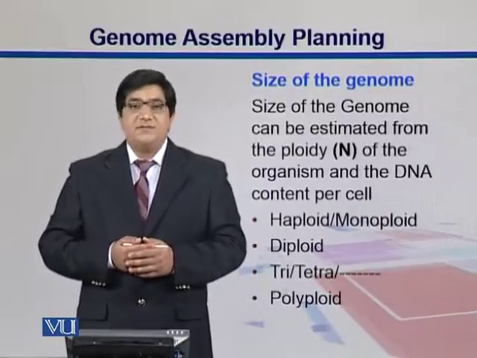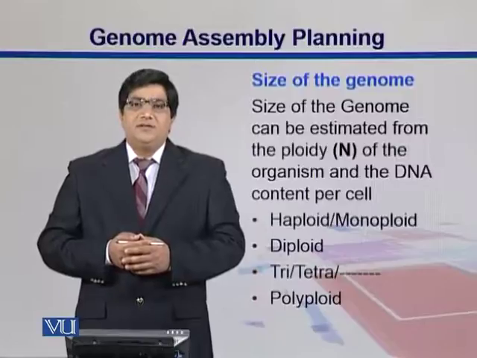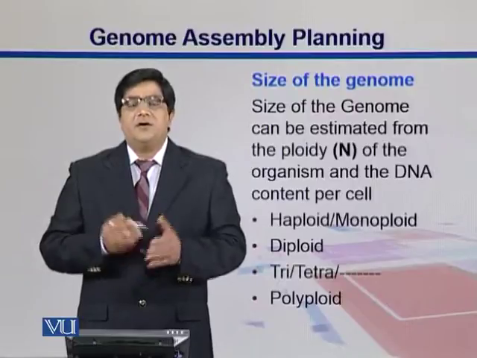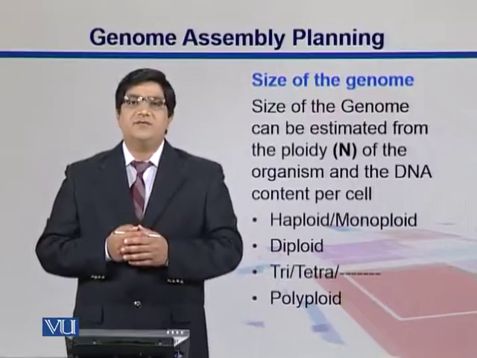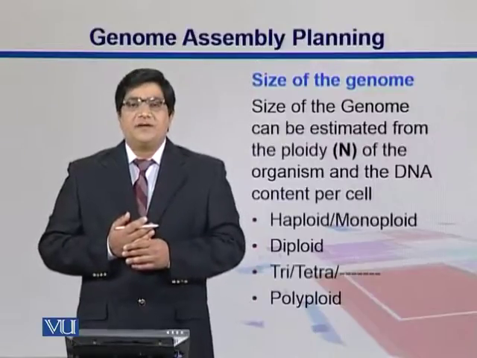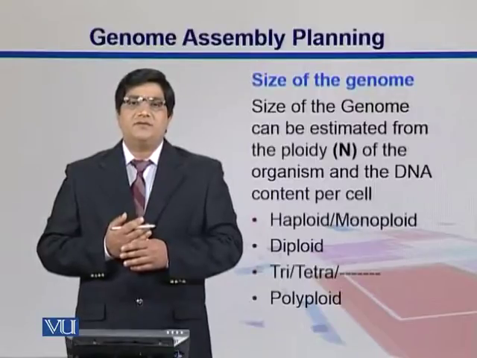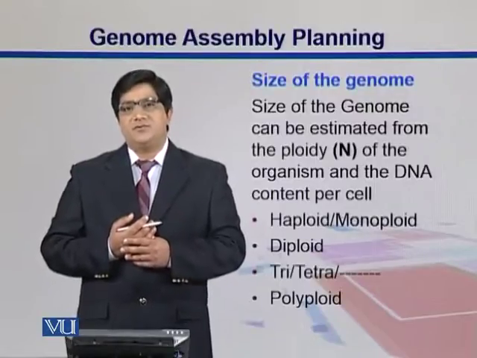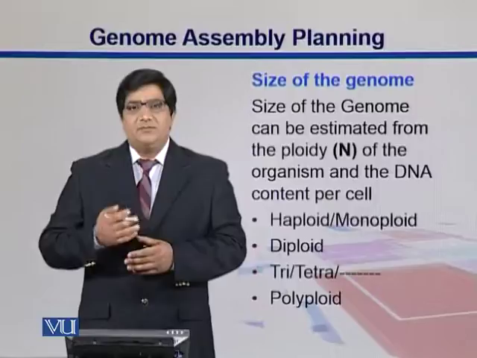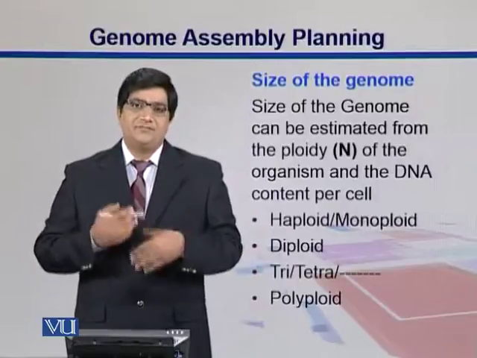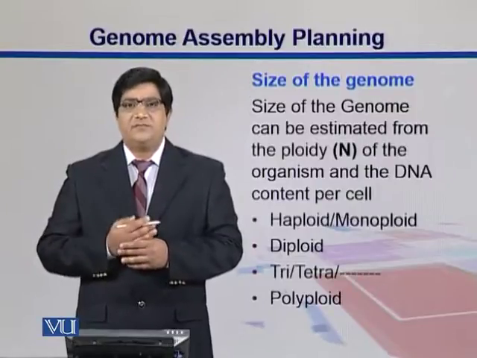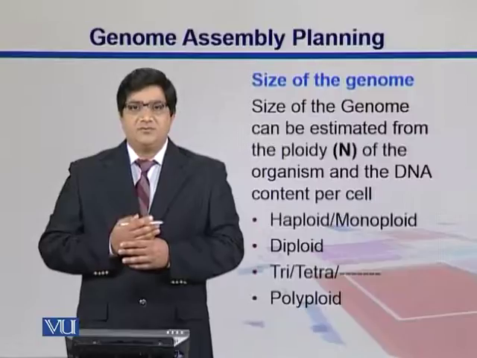Size of the genome can be estimated from the ploidy of the particular species in which we are interested. Ploidy means how many sets of chromosomes there are. Individuals which have one set of chromosomes are called haploid, and normally eukaryotes are diploid. For example, we have two sets of chromosomes. Some species are triploids, and in this way the ploidy level can be up to many folds. If we have four sets of chromosomes, we call it a tetraploid, and polyploid is the term if we have many sets of chromosomes.